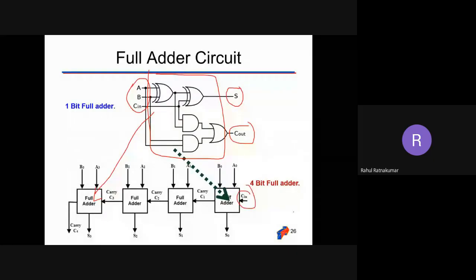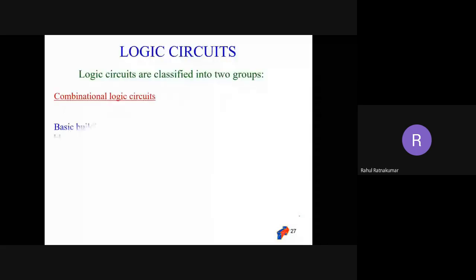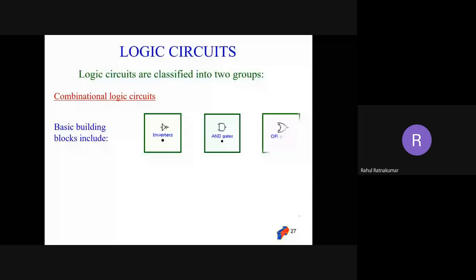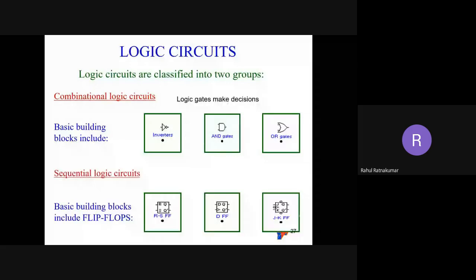But here the initial carry in may not be used in the case of a 4-bit adder. It can be given input 0. Okay, so this is just different types of combinational and sequential logic.